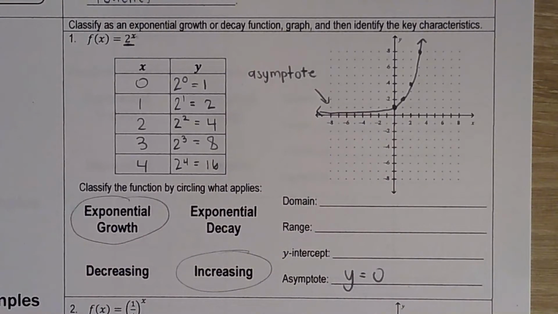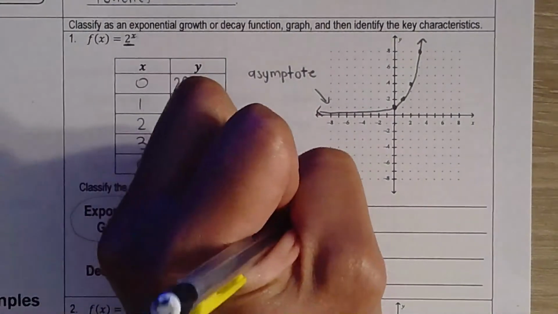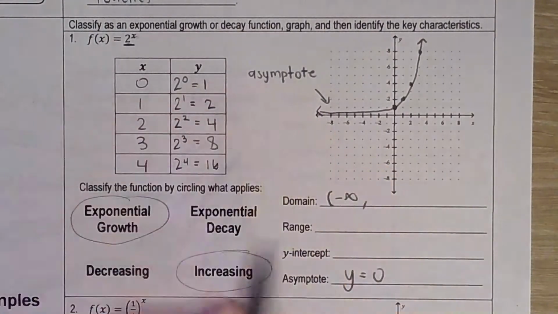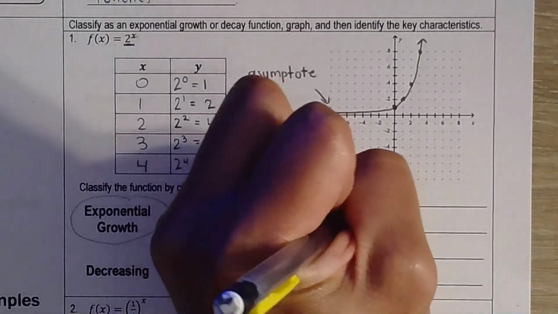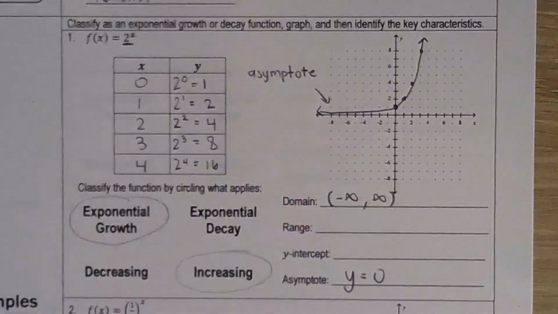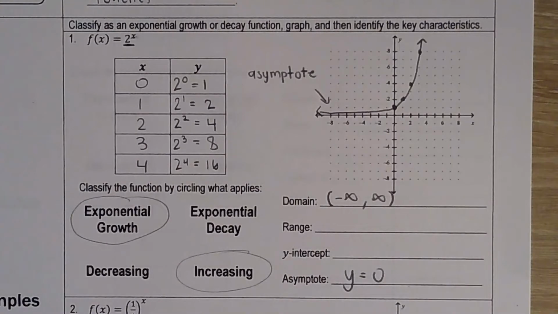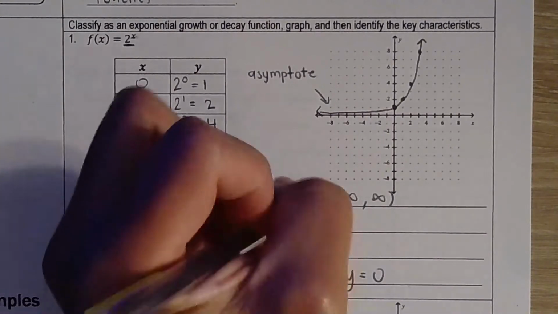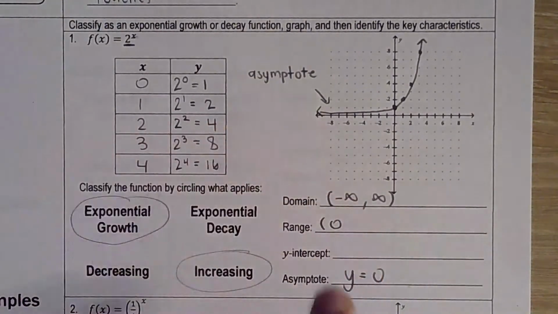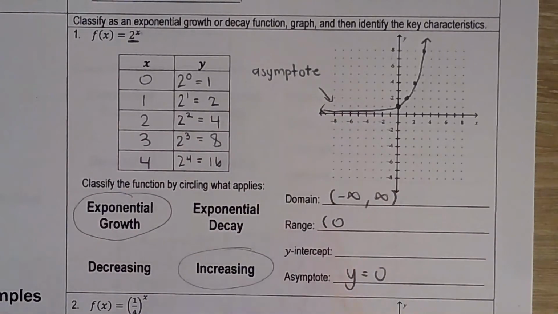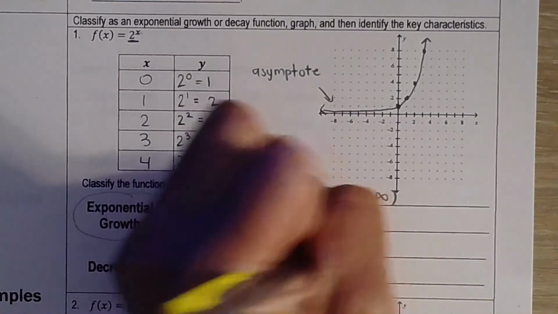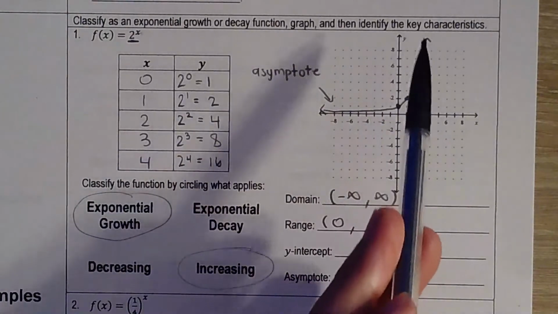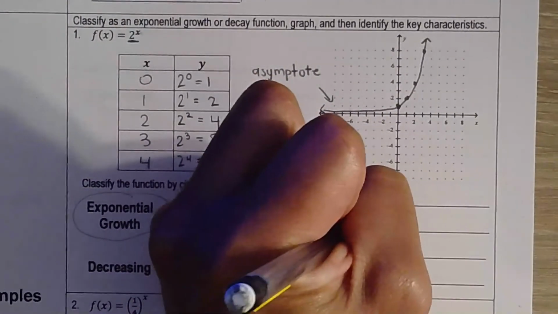The domain, remember, is from the furthest left to the furthest right. Furthest left is negative infinity. Furthest right is positive infinity. The range is from the bottom to the top. The lowest our graph goes is 0, but it never touches 0, so we use a parenthesis. The highest our graph goes, it keeps on going and doesn't stop, so infinity.